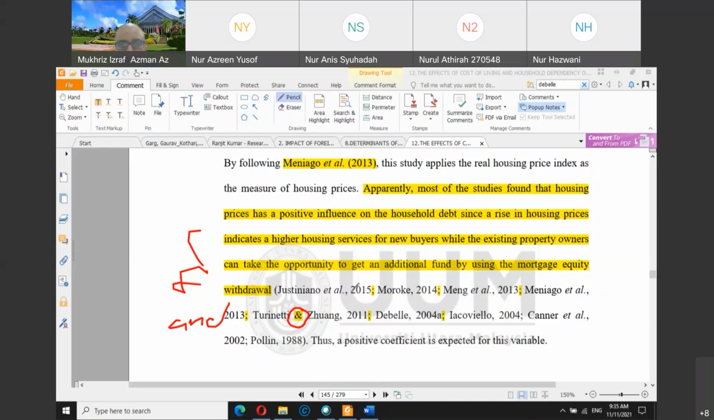Because you don't see this kind of referencing in a newspaper. When you read a newspaper, you won't see this kind of citation. This only appears in journals, conference papers, or thesis writing.